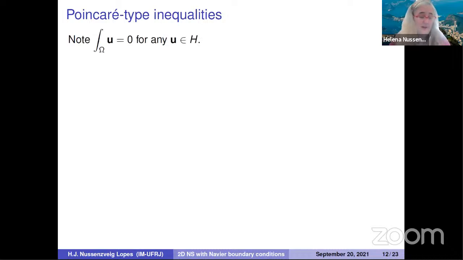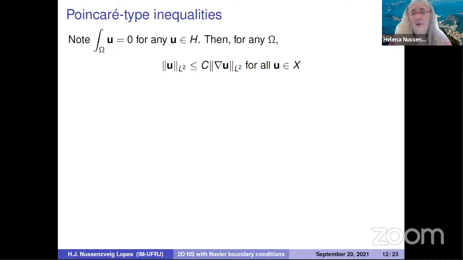First, we start by noticing that for any vector field in H, because of the divergence-free condition, each of the components has average 0. Therefore, you can use a standard Poincare inequality for mean 0 functions to show that the L2 norm of U is bounded by a constant times the L2 norm of its gradient, for any U in X.